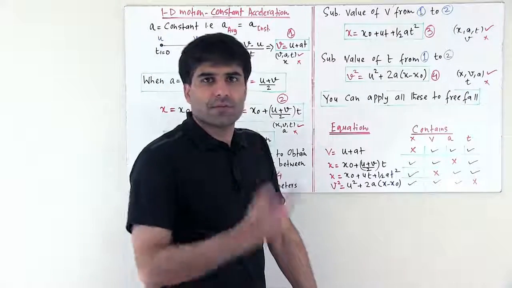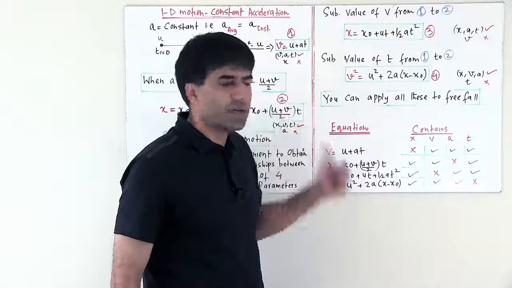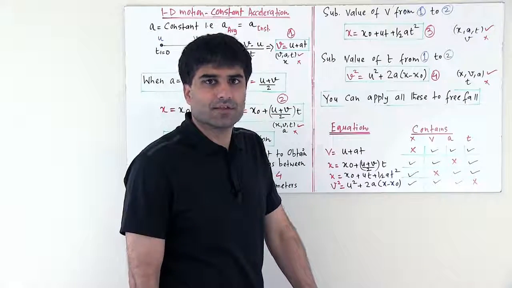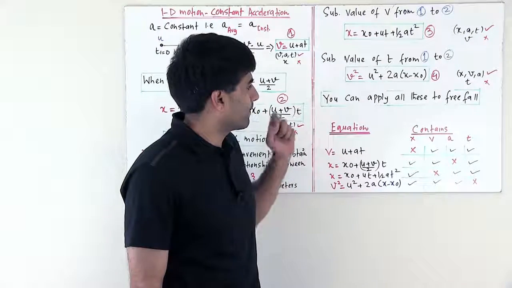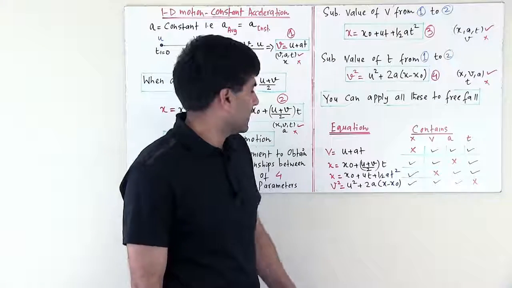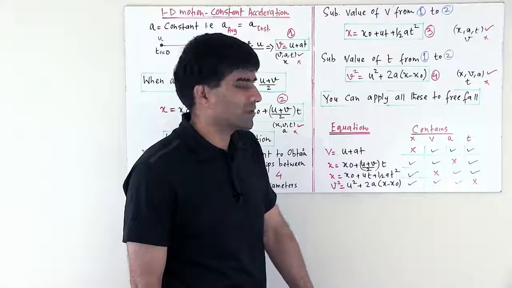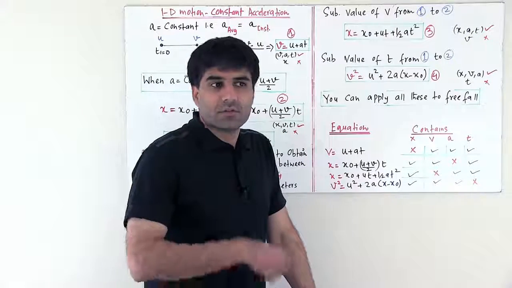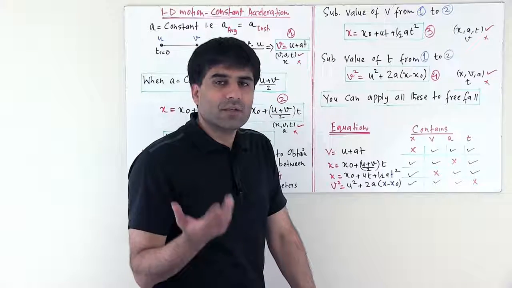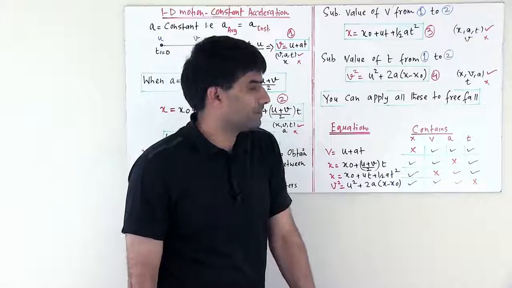So now, based on whatever we've seen so far, you have 4 equations, and each equation has 3 of the 4 parameters. For example, this one has velocity, acceleration, and time, and it does not have displacement. And this has displacement, velocity, and time, and it does not have acceleration. So depending upon the kind of problem you are given, you can easily pick the appropriate equation and use that to solve the problem.